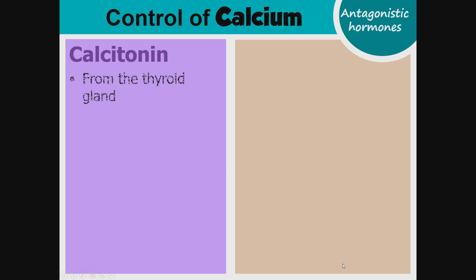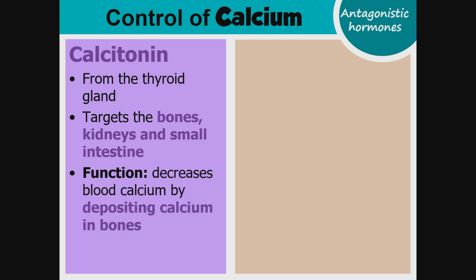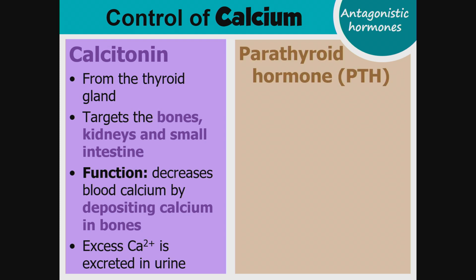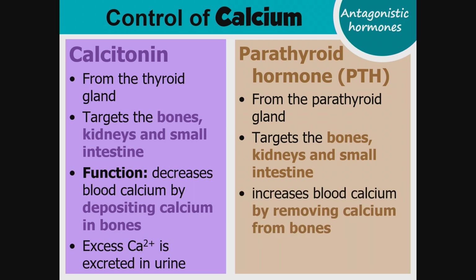These two hormones are antagonistic, meaning they have opposite effects. Calcitonin from the thyroid gland targets the bones, kidneys, and small intestine. It decreases blood calcium by depositing calcium in bones, and extra calcium is excreted in urine. The parathyroid hormone from the parathyroid gland targets the bones, kidneys, and small intestine. It increases blood calcium by removing calcium from bones. Lactation or breastfeeding stimulates the release of PTH if the mom is not getting enough calcium in her diet.